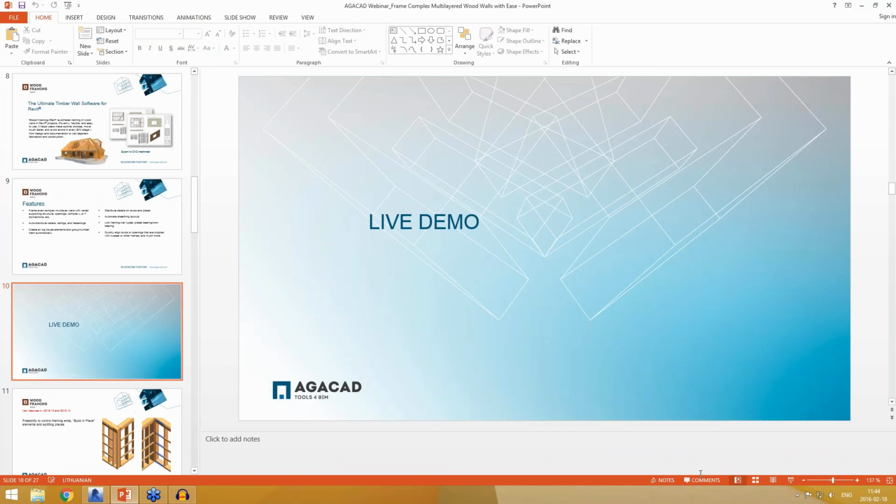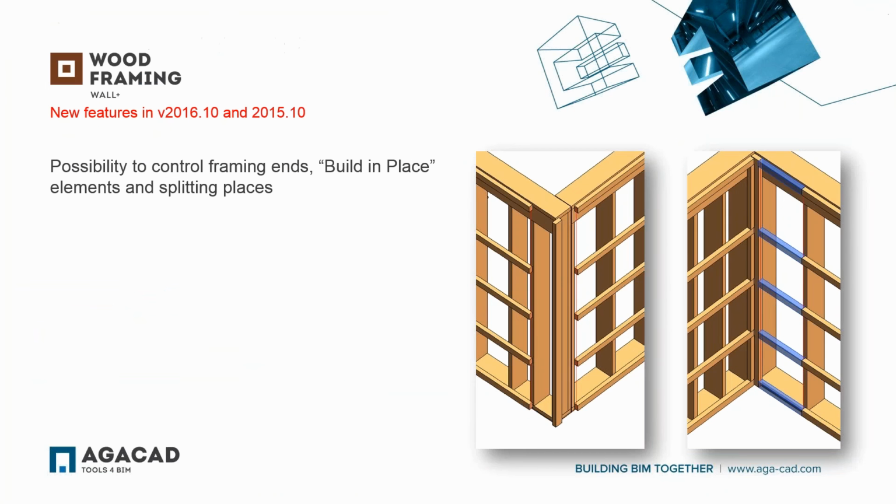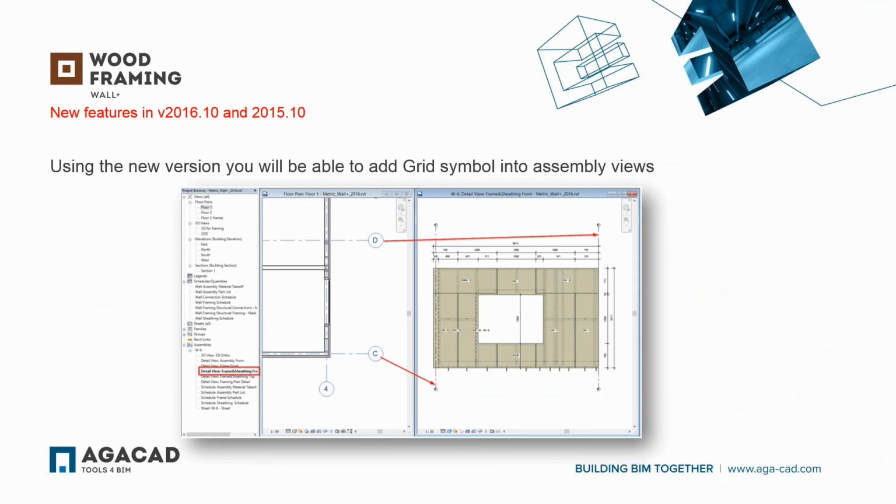Okay, so I'm coming back again to my slides, and let's overview once again what kind of new features we added into the new Wall Plus version. It goes the same for Revit 2015 and 16. So we added the possibility to very easily control framing ends and to control which elements are built in place or created on the building site, and where exactly to split the segments, what the splitting places are. Then we added the possibility to add grid symbols into the assembly views.